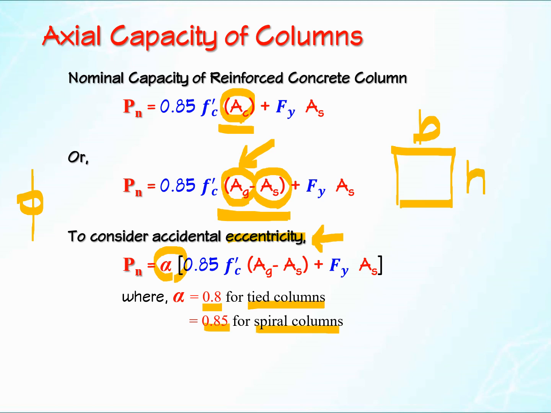Why do we use eccentricity factor of 0.8 for tied column and 0.85 for spiral column is that if you want to consider the eccentricity moment, then your calculation will be a lot harder. So instead of going through rigorous analysis, we are going to just use a bit more material by adopting alpha factor. And then we do not calculate the moment effect. We do not even calculate moment. We just use actual force and we just use alpha factor for a design point of view.